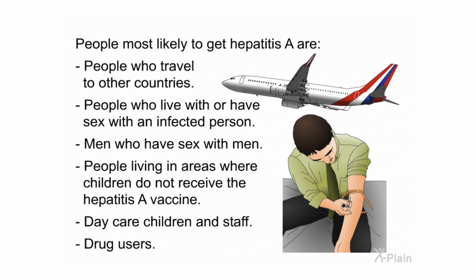People most likely to get hepatitis A are people who travel to other countries, people who live with or have sex with an infected person, men who have sex with men, people living in areas where children do not receive the hepatitis A vaccine, daycare children and staff, drug users.